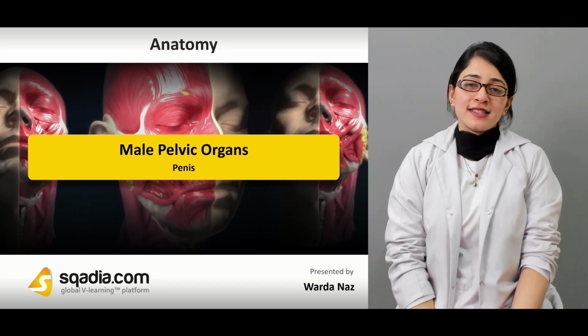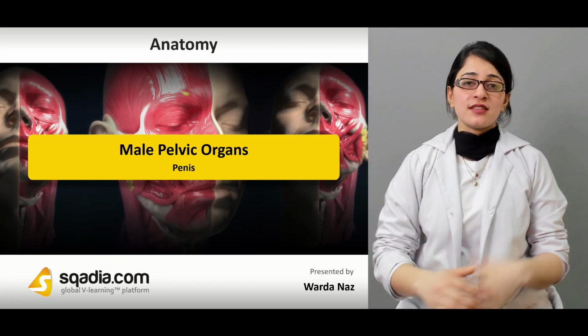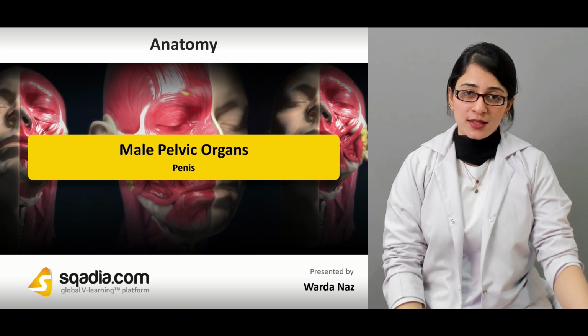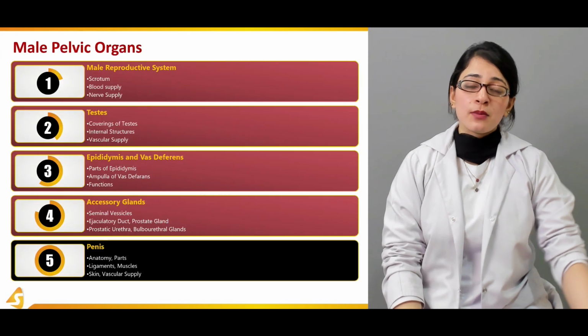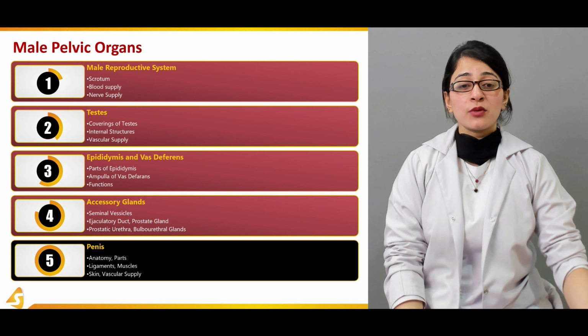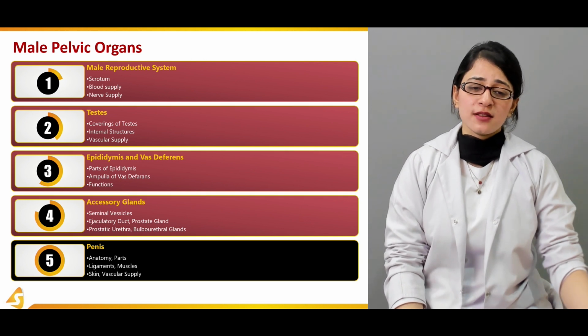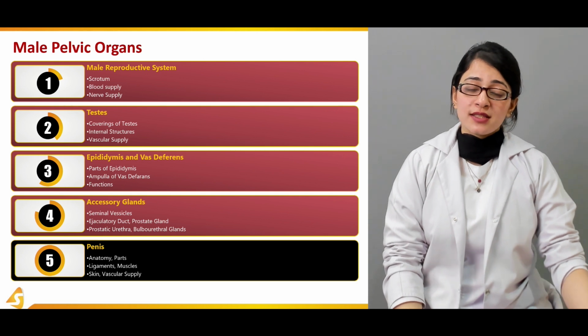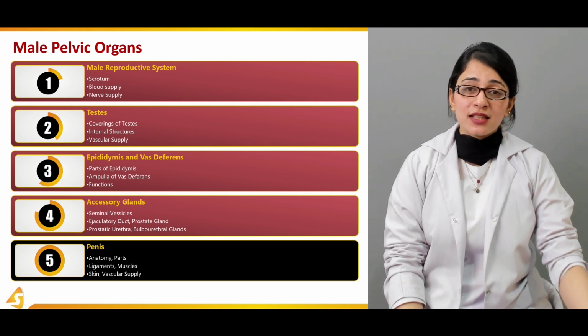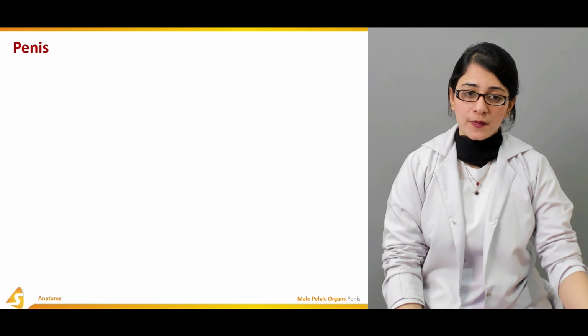The external genitalia of the male have the structure named as the penis. In this section, we'll be studying in detail about the anatomy. We'll be studying about its multiple parts, the ligaments that are present here, the muscles present in this structure, the skin of the penis, and the vascular supply in detail.